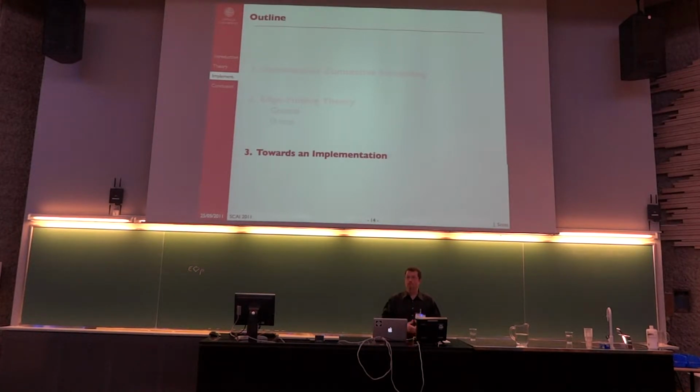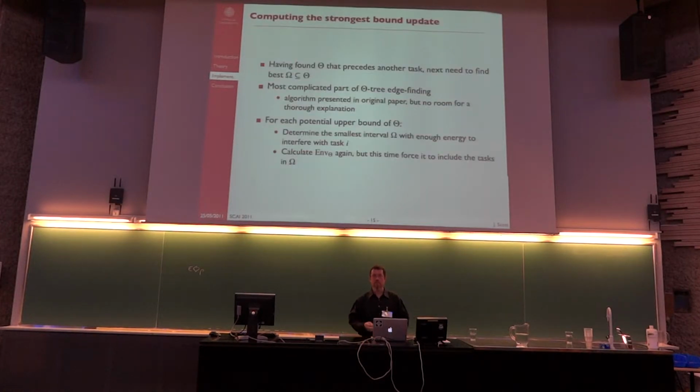My task was to implement this algorithm, and a lot of it was very detail-oriented, going through individual portions which were omitted from the original paper and providing algorithms for how to achieve that part of the overall algorithm. So I won't go through each individual part. What I want to focus on instead is one particular area which was pretty interesting, which is the question of how exactly do we compute the strongest bound update?